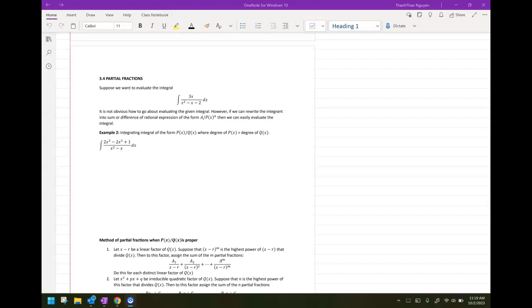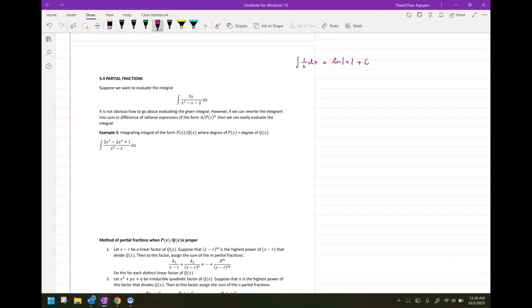Suppose we want to evaluate the integral of 3x dx over x squared minus x minus 2. It's not obvious how to go about evaluating the given integral. However, if we can rewrite the integral as a sum of rational expressions of the form a over (px plus q) to the n, then we can easily evaluate it, based on the fact that the integral of 1 over x dx is equal to ln of x plus c.